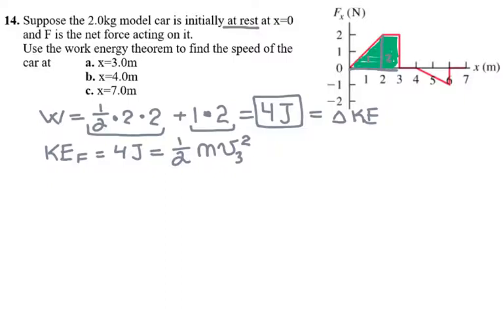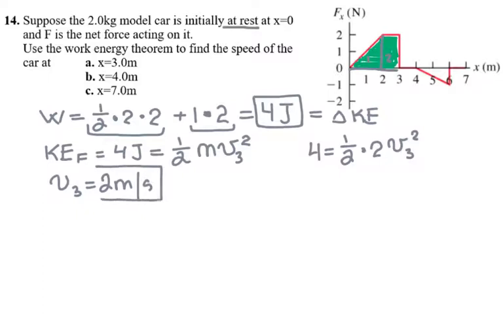So if I plug this in, I have 4 is equal to 1/2, the mass is 2, and then velocity squared. So the velocity at 3 meters is equal to 2 meters per second. So that was my A.